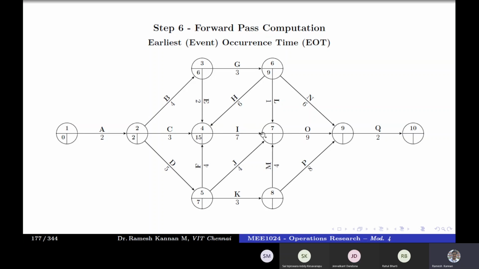Okay, now can you tell me what will be the value for the J, EI of J? EI of J has got 9 plus 1 is 10. Then 15 plus 7 is 22. Then 7 plus 4 is 11. So what value will we get for J? Sorry, 7.